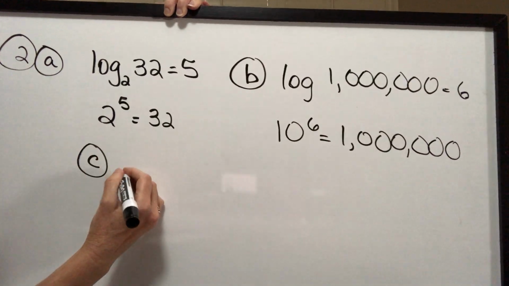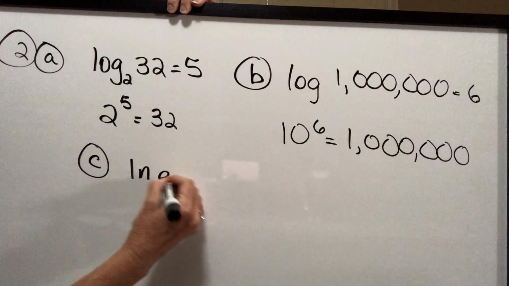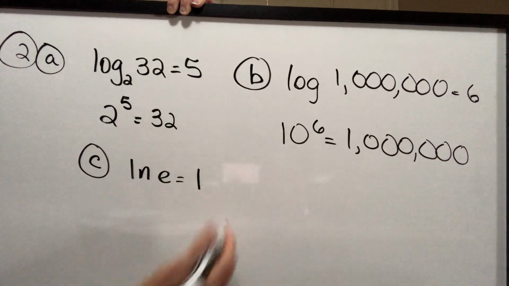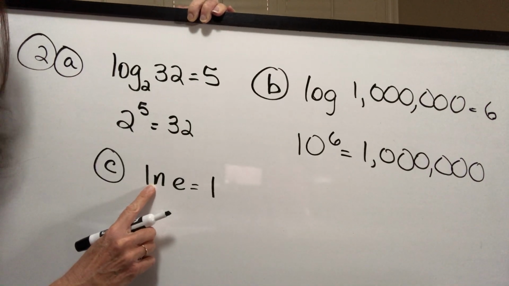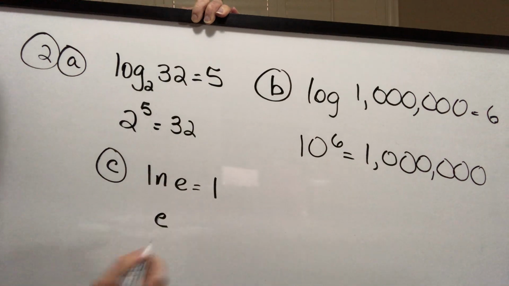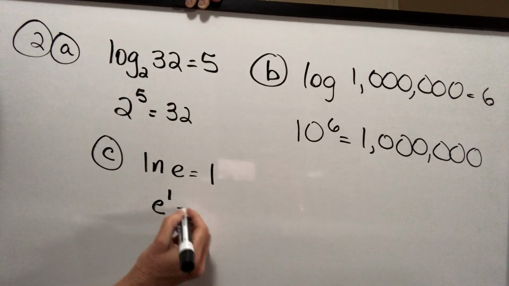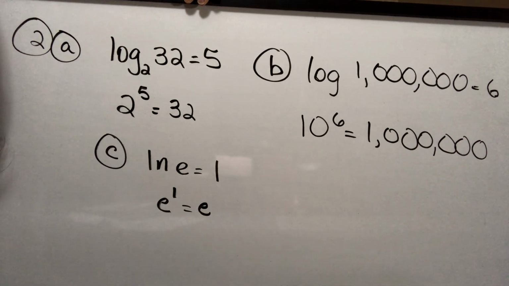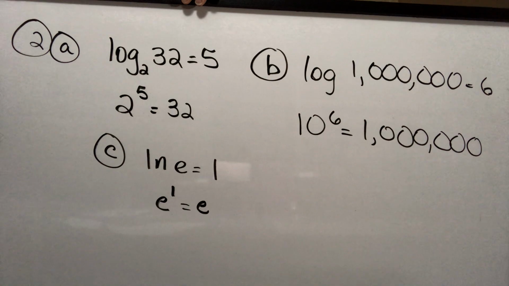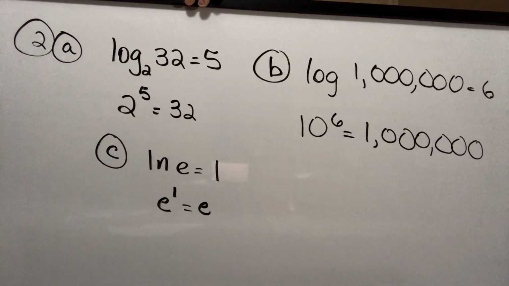And then one more for C. The question says natural log of E equals 1. Okay, when you see a natural log, the base of the natural log is E. So you would write E raised to the power of this number, 1, will equal this number, E. So you have E to the 1st power equals E. Okay, so that completes number 2, changing the log equation to exponential.